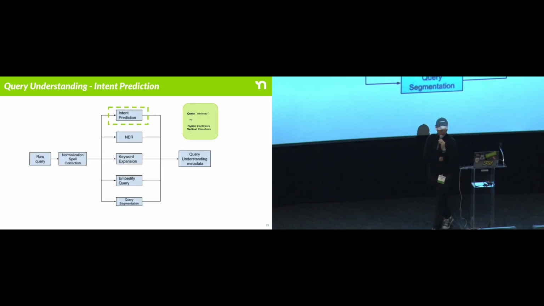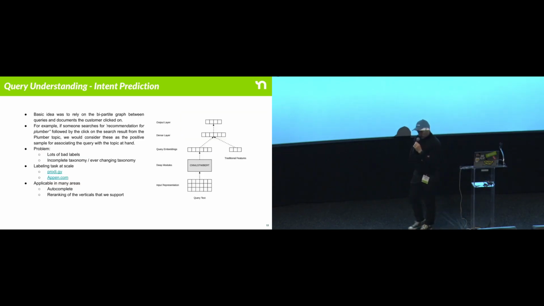Once we have a normalized spell-corrected query, we are entering the intent prediction. An example of that would be if somebody is searching for Nintendo in a query. We need to understand this is topic electronics and that the vertical is classified. And let's get in depth into the intent prediction model.